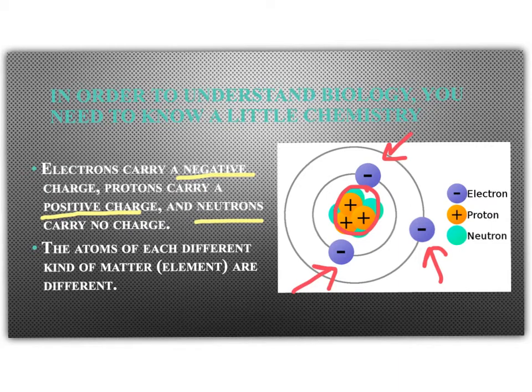Now, the other thing you need to know is that the atoms of every different kind of matter, we call them elements. Each one of those atoms is slightly different. So we can talk about oxygen atoms are different from nitrogen atoms, and those are different from hydrogen atoms, and they're different from carbon atoms. Oxygen, carbon, they're all different when you look at the tiny little particles, the atoms that make them up.